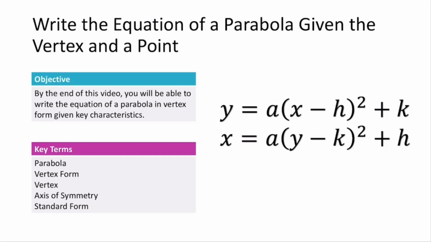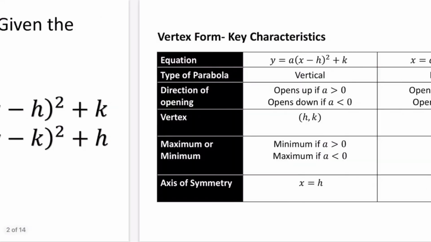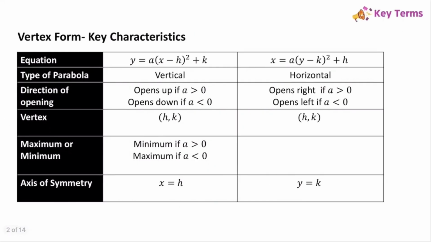In this video, we're going to talk about how to write the equation of a parabola given the vertex and a point. So remember, we talked about how to identify the key characteristics of a parabola based on its equation in vertex form. The first thing we can identify is whether it's a vertical or a horizontal parabola. If the term being squared is x, that means it's a vertical parabola. If the term being squared is a y term, then that means it's going to be a horizontal parabola.